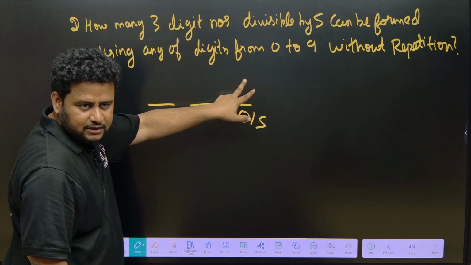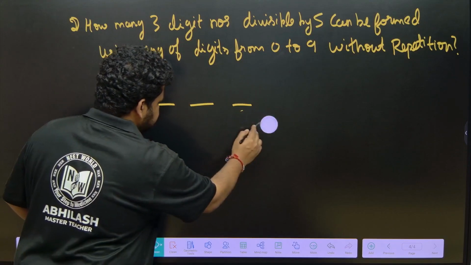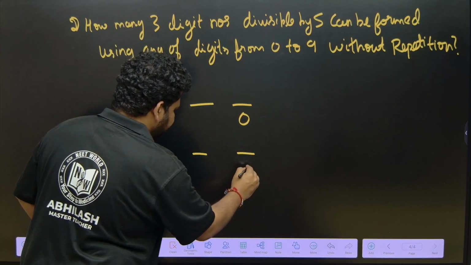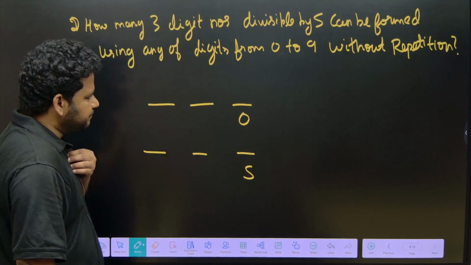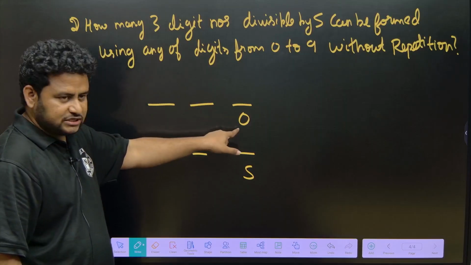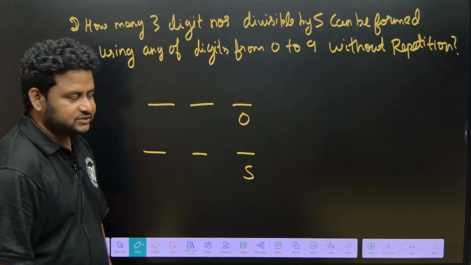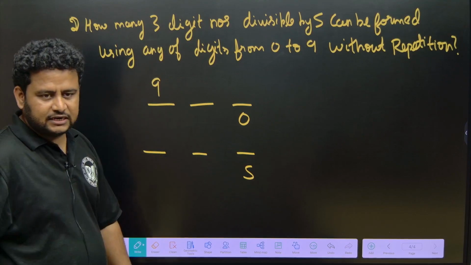Two numbers will come here, or separately if you want me to do it, I will do it separately. See here, 0, and here I will take 5. Out of 10 digits, 0 is fixed here. Remaining how many digits are there? 9 digits. I will write 9 digits here.